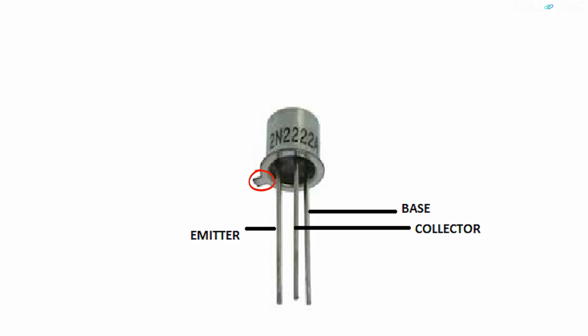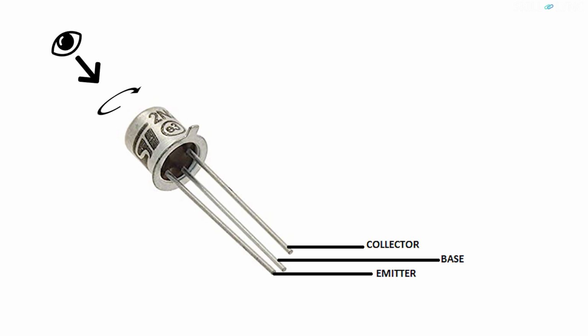Next, let us take this commonly used metal-capped transistor. Now, each of these transistors have a notch in them. This is an NPN transistor. If we are moving in an anti-clockwise direction from the notch, then we will first encounter the emitter followed by the base and then collector. If it was a PNP transistor, then moving in an anti-clockwise direction from the notch, we would first encounter the collector, then base, and then the emitter.